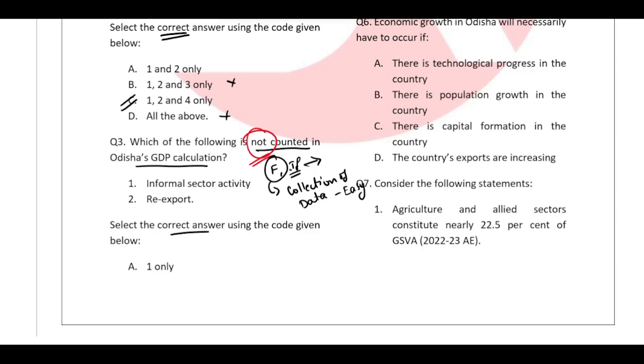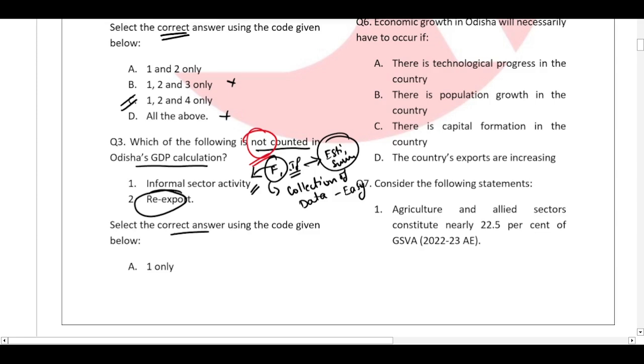We won't get direct data because it is difficult to collect from somebody who is not registered under the government portals or who is not into the mainstream businesses. So here the government will do estimations, surveys, and finally compile the data. But ultimately, informal sector activity will also be calculated in the GDP, whether it is through estimation or surveys. So it doesn't matter even if they don't have the direct collection of data. We are estimating the data and counting the informal sector activity.